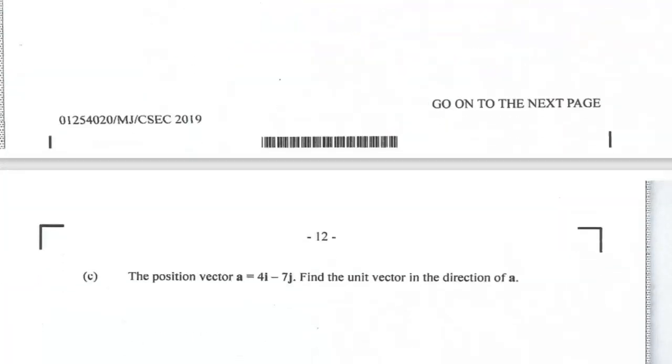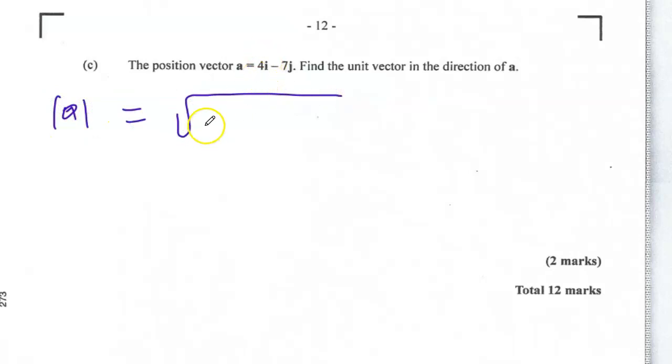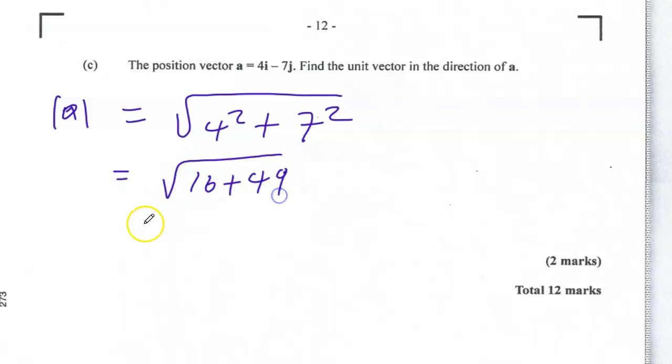Next. The position vector A is 4i minus 7j. Find the unit vector in the direction of A. So for the unit vector, first we need to find the modulus of A. So the modulus of A is the square root of 4 squared plus 7 squared, which is equal to the square root of 16 plus 49. That's the square root of 65.